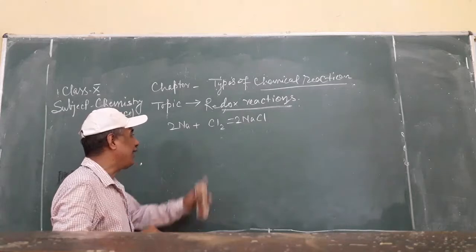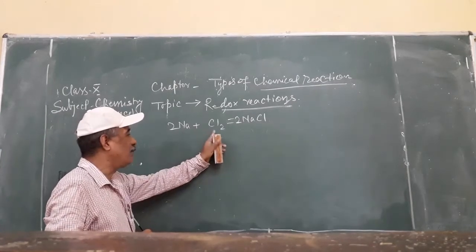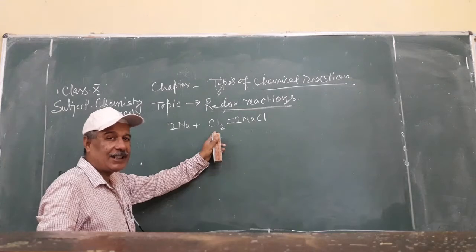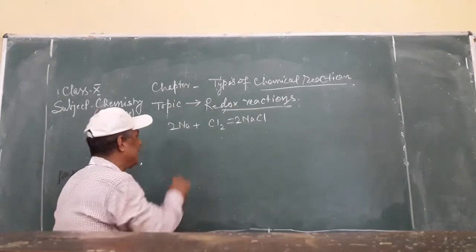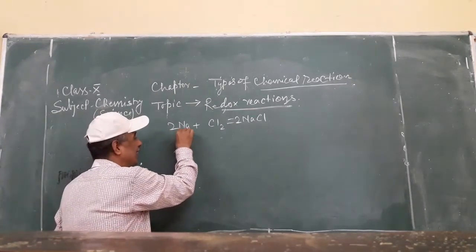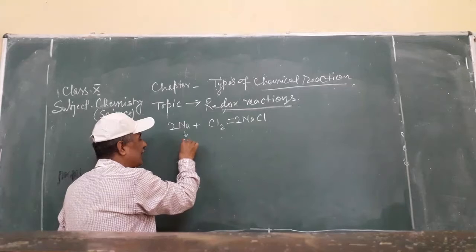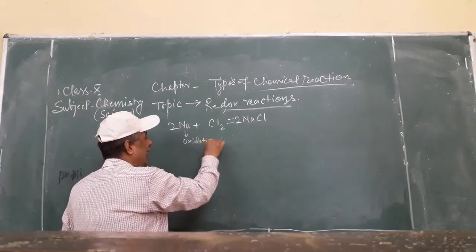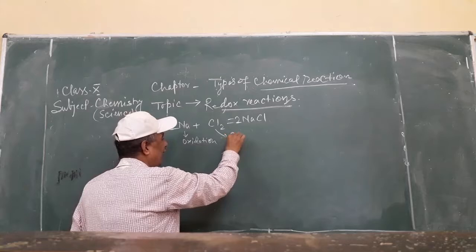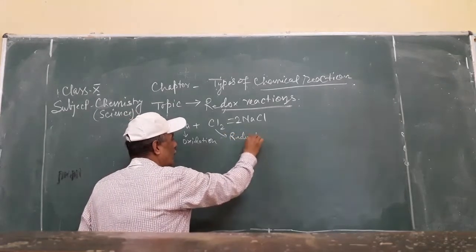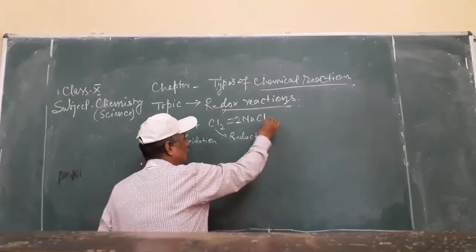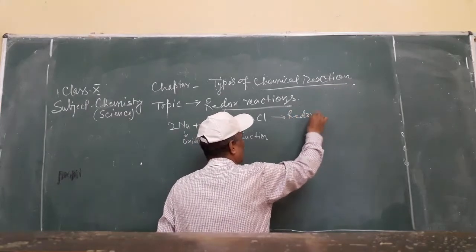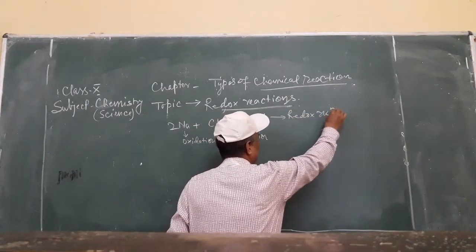So what is happening? Sodium is combining with chlorine, which is more electronegative, and that's why it suffers oxidation. Then chlorine suffers reduction, and total is redox reaction.